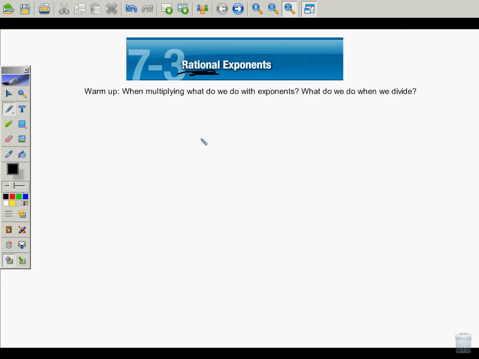For a warm-up, just a review of what we talked about the last two lessons. When multiplying, what do we do with exponents? Well, when they have the same base, we can add them. And when we divide, as long as they have the same base, we can subtract their exponents. That should just be a quick review of something you already know.